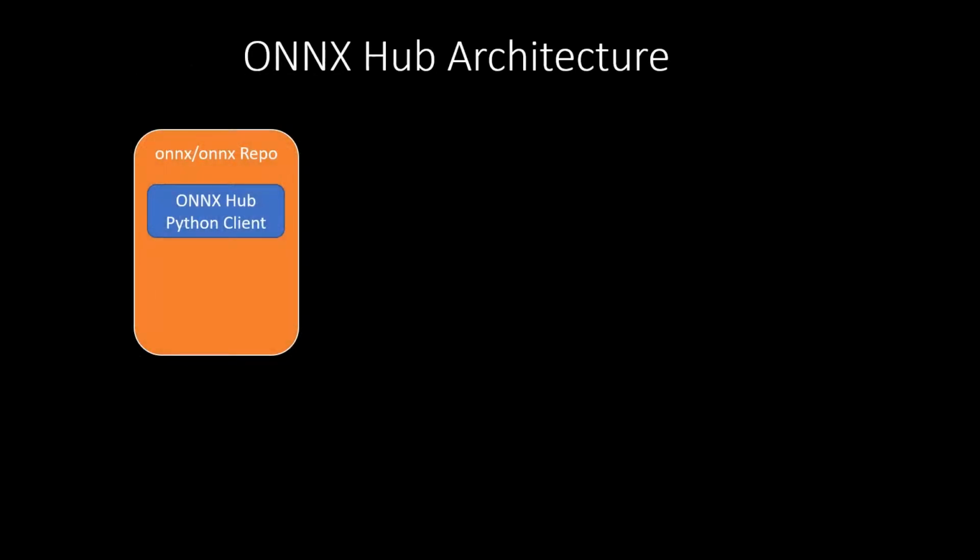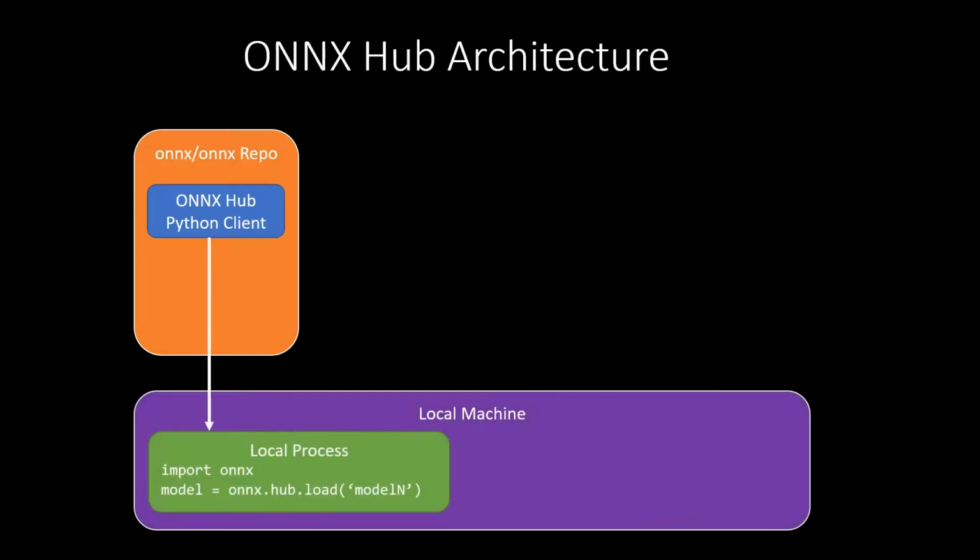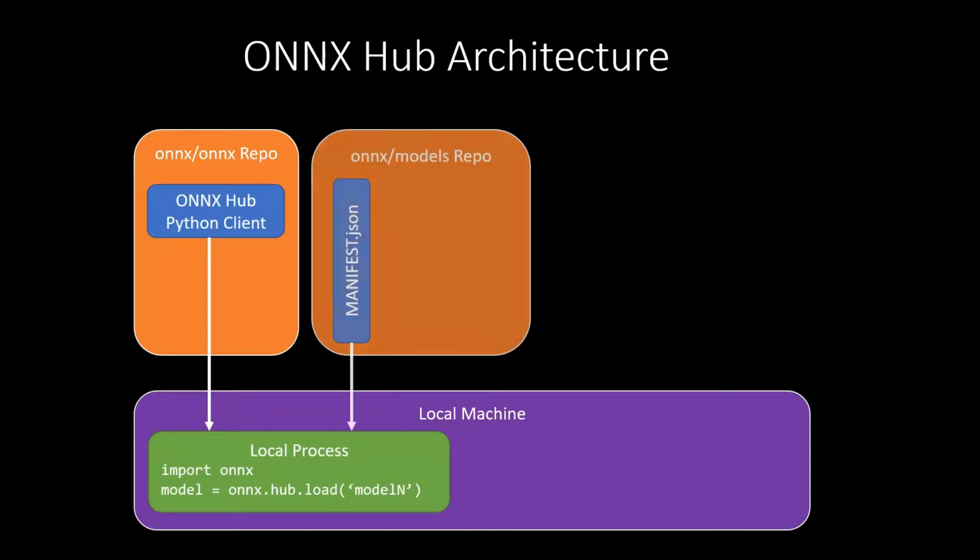So to quickly sketch out the main steps of the ONNX Model Hub, it all starts with the ONNX Hub Python client that is built at the ONNX/ONNX repository. Users install that on their machines and then can type onnx.hub.load and pass in the name of a model along with additional parameters. By default, this will point to the main ONNX/models repository where all these different pre-trained models are currently hosted. And in particular, it will point to a manifest file that's stored in that ONNX/models repository.